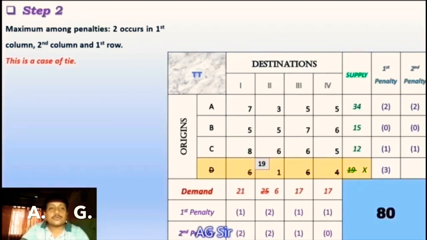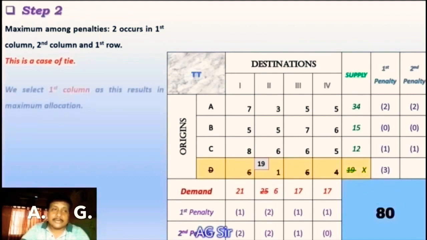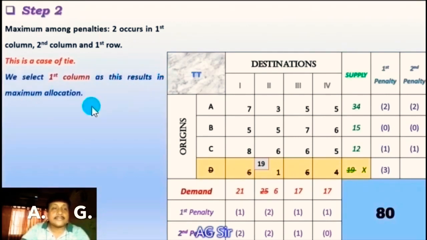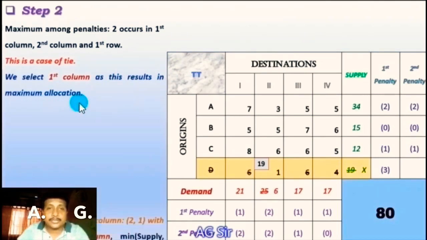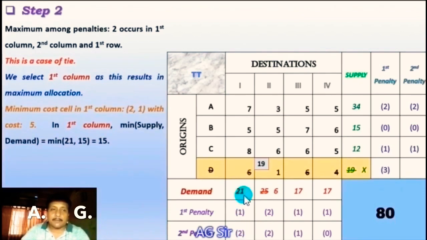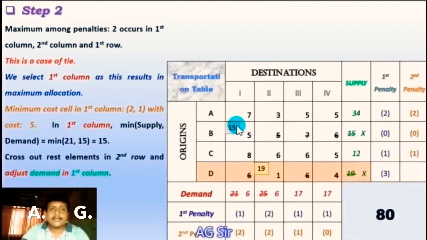Therefore, what you should do? You should choose your first column. So we select the first column as this results in maximum allocation. Along this column, the minimum cost cell is 5. Minimum cost cell is this 2-1 cell with cost equal to 5. How much do you allocate? We have already noted that we should allocate 15 at this cell.